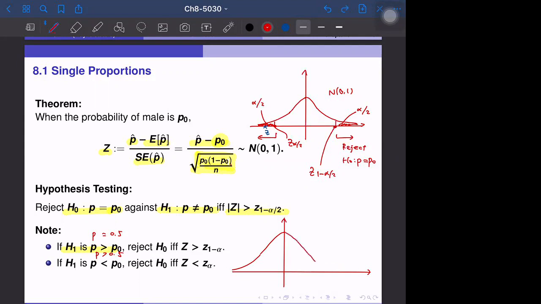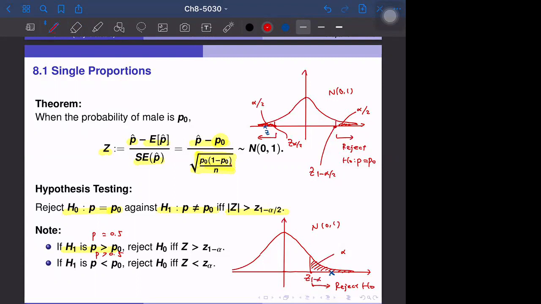If this is the normal 0, 1 distribution and the one-sided test, then we have a slightly larger area. This is the area of alpha, and we reject the null hypothesis only if this z value is larger than this threshold, z sub 1 minus alpha. That is the point at which the probability above that point is equal to alpha. So this is the rejection region.